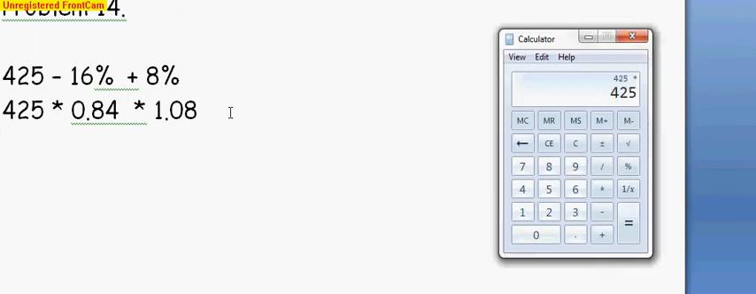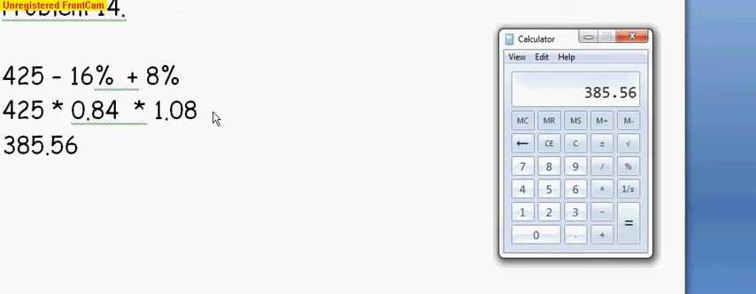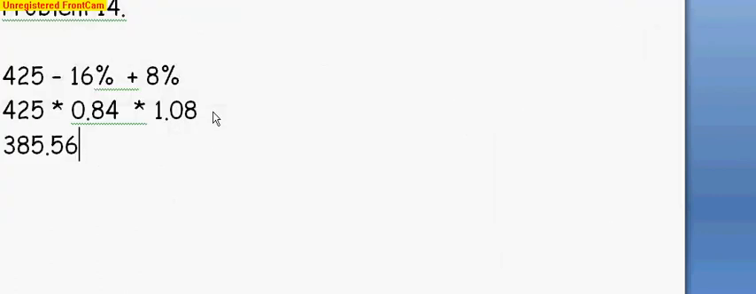Alright, and then the next thing is put this in your calculator. 425 times 0.84 times 1.08, and we get 385.56. Yep. And that is how much he paid for the TV in the end. Okay.